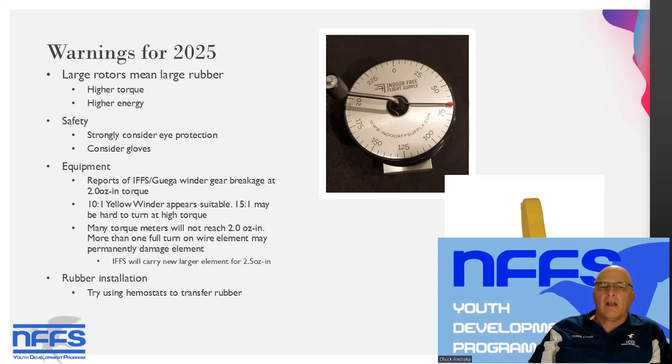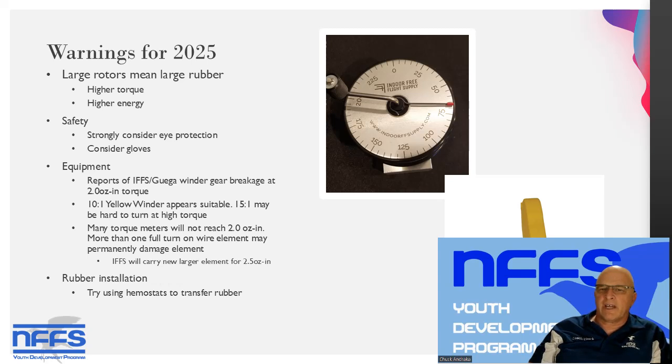Some of the issues with the equipment: the Gallega winder, also sold as the indoor free flight supply winder in the top picture here, is a precision instrument. There have been some reports of gear breakage on this winder at 2 ounce-inches of torque. This winder was aimed at the market of precision planes like F1D, where your peak torque is half an ounce-inch, and it may not be ideal for higher torque. The yellow winders, like in the lower picture here, are suitable. They're not as high tech.